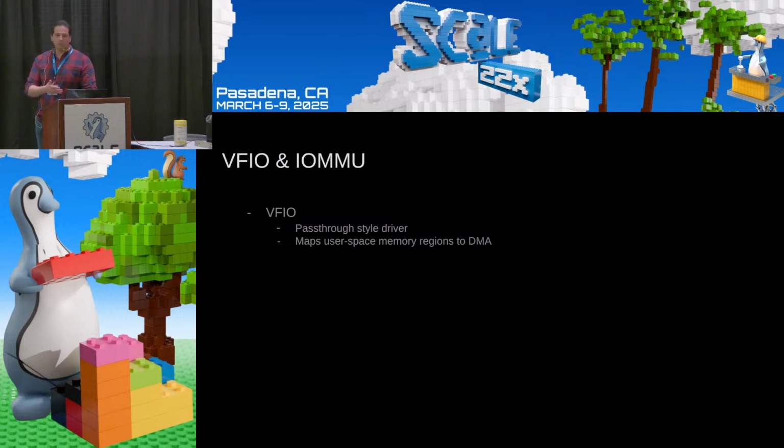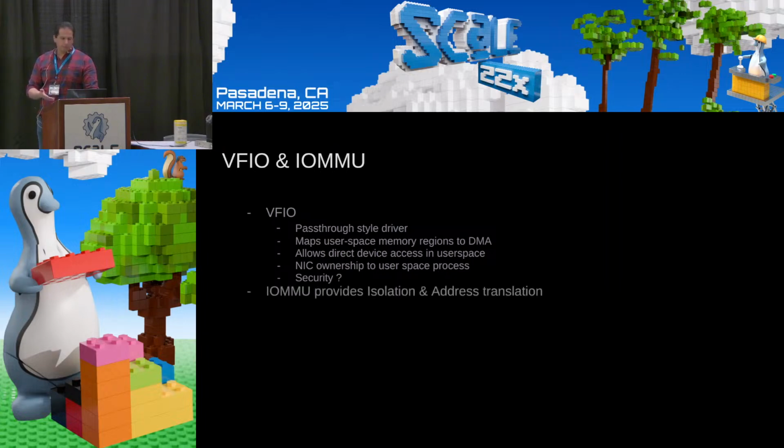And in order to do that, we have to assign it virtual addresses to write to. It allows direct access in user space. NIC ownership is also allowed to be within a user space process, so it can do the manipulations for that, which is essentially very prohibited in kernel space. Security for that is managed through the IOMMU because it provides the isolation and address translation.